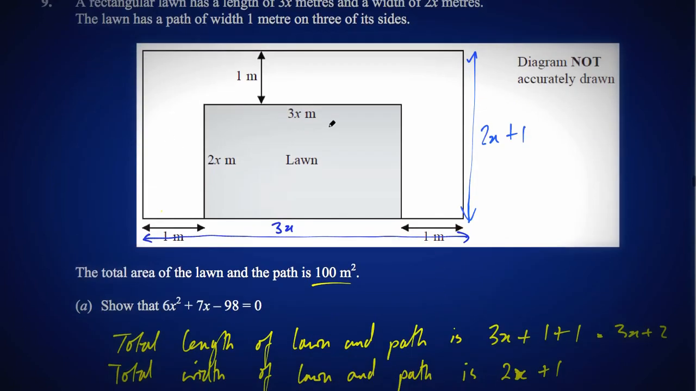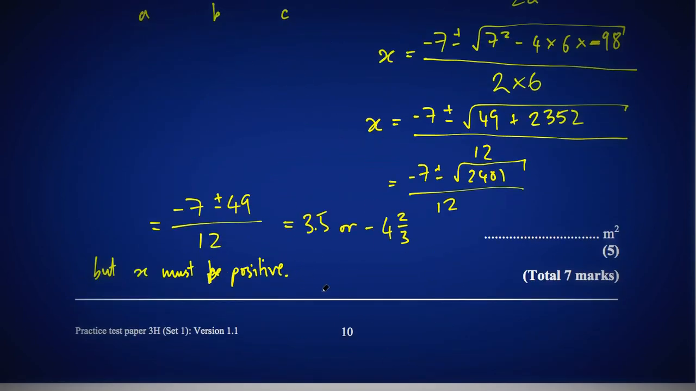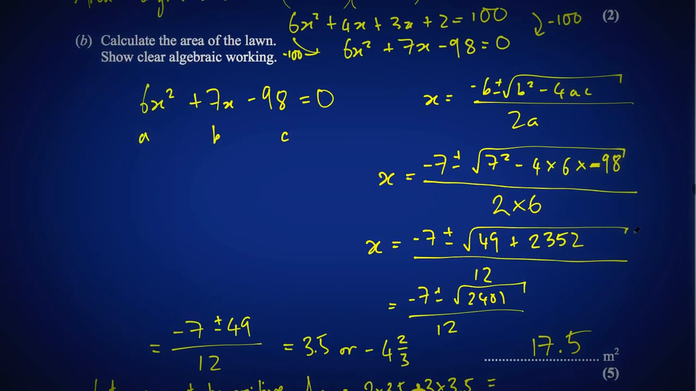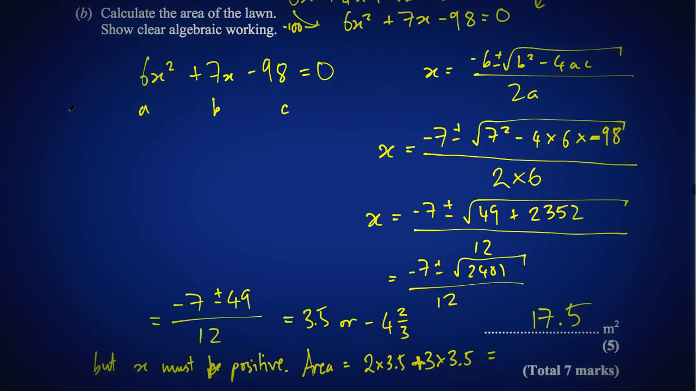So the area of the lawn is 2x times 3x. Area equals 2 times 3.5 times 3 times 3.5, 2x times 3x. And that equals 17.5 meters squared. And obviously I haven't laid that out that clearly. Should really have solved my quadratic on that side so that I could have ended up with working over here. But it does follow through stage by stage, so it should be clear enough to follow my working to the end there.